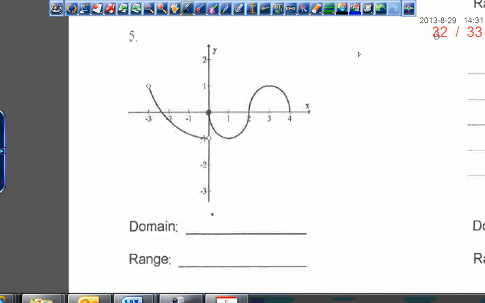All right, number 5. We're talking about domain. Domain is what again? X values. Domain is X values. Talking about the X-axis, talking about the picture, not the axes. We're not saying that our whole entire domain is from -3 to 4, although it could be. What we're just saying is wherever the picture is.